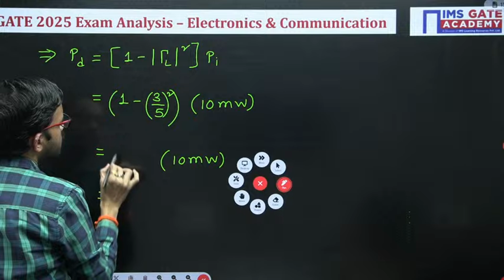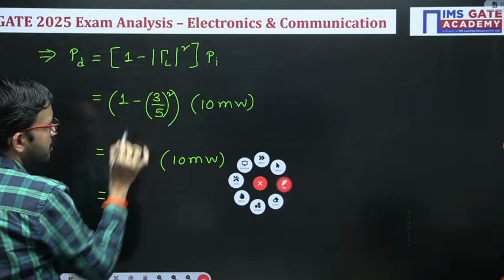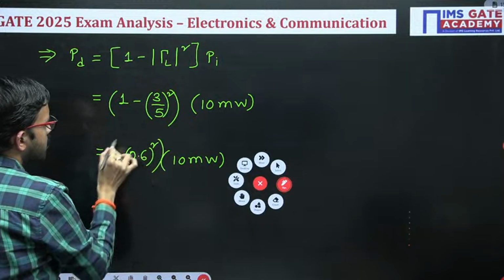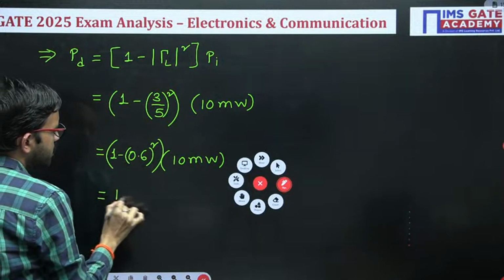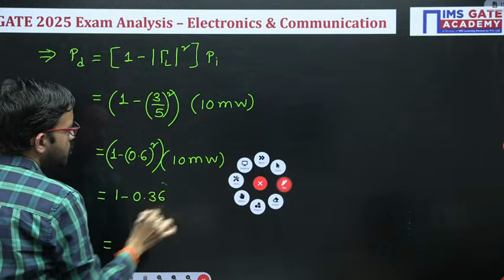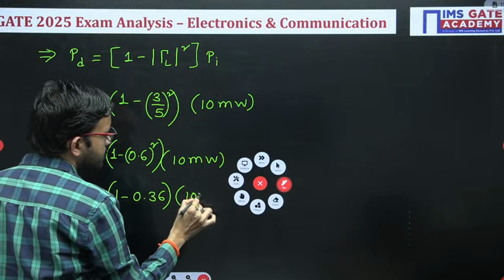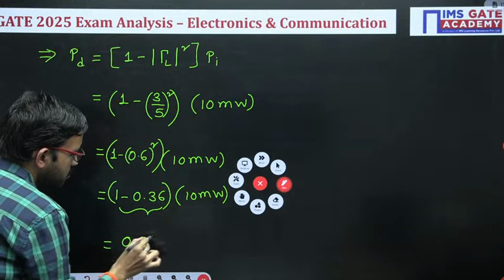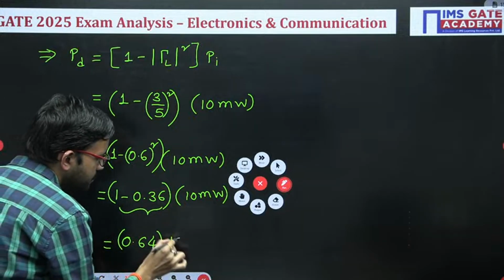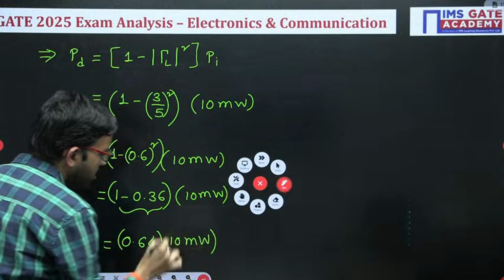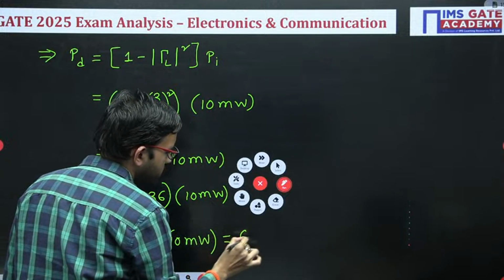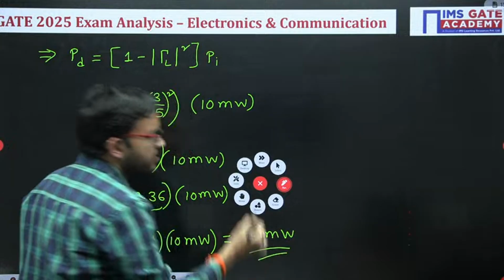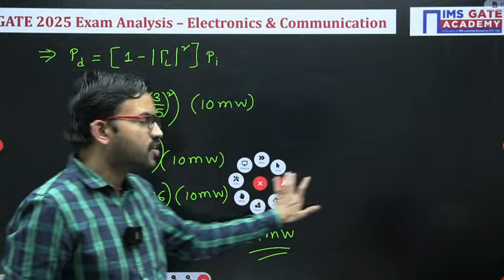So 1 minus 3 by 5, that is 0.6, whole square, so 1 minus 0.36 into 10 milliwatt. From here you are getting 0.64 into 10 milliwatt, so we are getting 6.4 milliwatt. I hope all of you got the same answer.